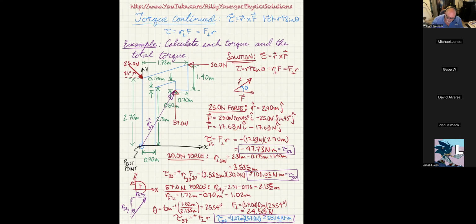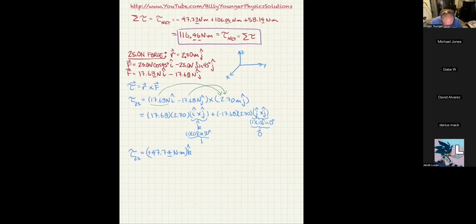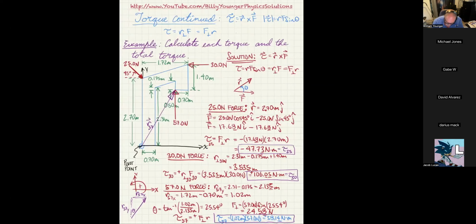So r cross F, that should have given us a negative. Why did I not get a negative? R cross F. R was 17.68. Hmm. i hat cross j hat gave us k hat. That's right. I don't know why I didn't get a negative there, but that's 47.73 Newton meters. I did get the right figure. That's the sign. The magnitude is the important part.